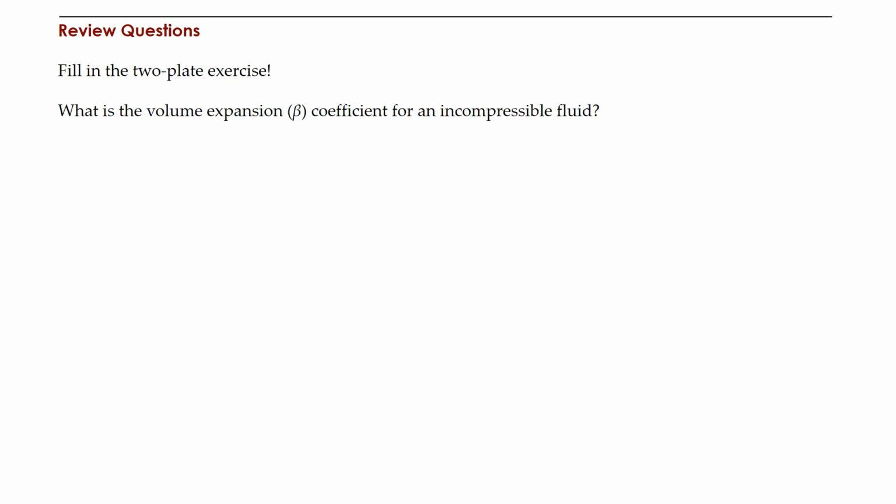Okay, so a few review questions for you. First and foremost, don't forget to fill in that half a page of notes about that exercise with the two plates, one hot, one cold, in different orientations relative to each other. Next, what is the volume expansion coefficient if you have an incompressible fluid? What's its value? Next, what is a typical set of units for volume expansion coefficient? Don't just look it up. You can look it up to verify it, but look at the expression for beta and see if you can come up with, oh, here's a typical set of units.